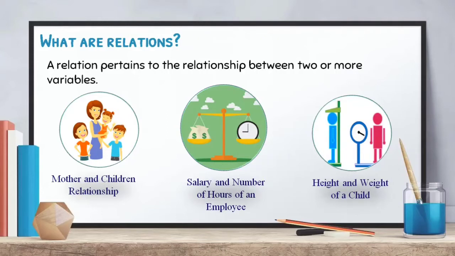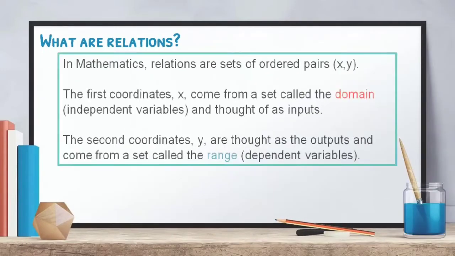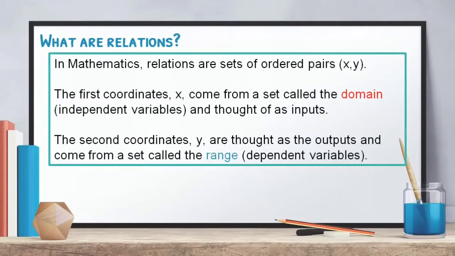All right. Any question for relationship? None. So of course, you have only to think that a relationship has two or more variables. They are related to each other. In mathematics, relations are set of ordered pairs. So we have your x and y values.